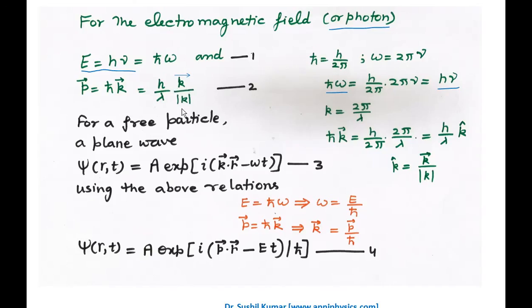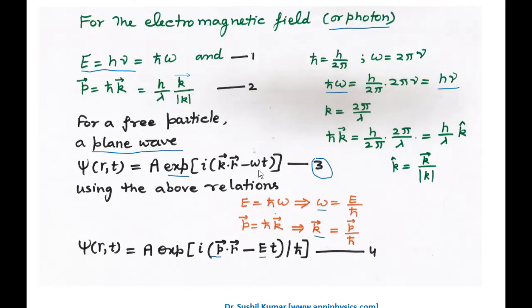So in the case of a free particle, a plane wave can be written in this form: psi of r, t is equal to A times the exponential term i(k dot r minus omega t). This is a plane wave representation for a free particle. Using the above relations, E is equal to h cross omega and p is equal to h cross k, I have to convert this equation, which I mentioned as number 3, into terms of momentum and energy. E is equal to h cross omega, so omega is equal to E upon h cross. P is equal to h cross k, so k is equal to p upon h cross. So I have to put the values of omega and k in this equation.